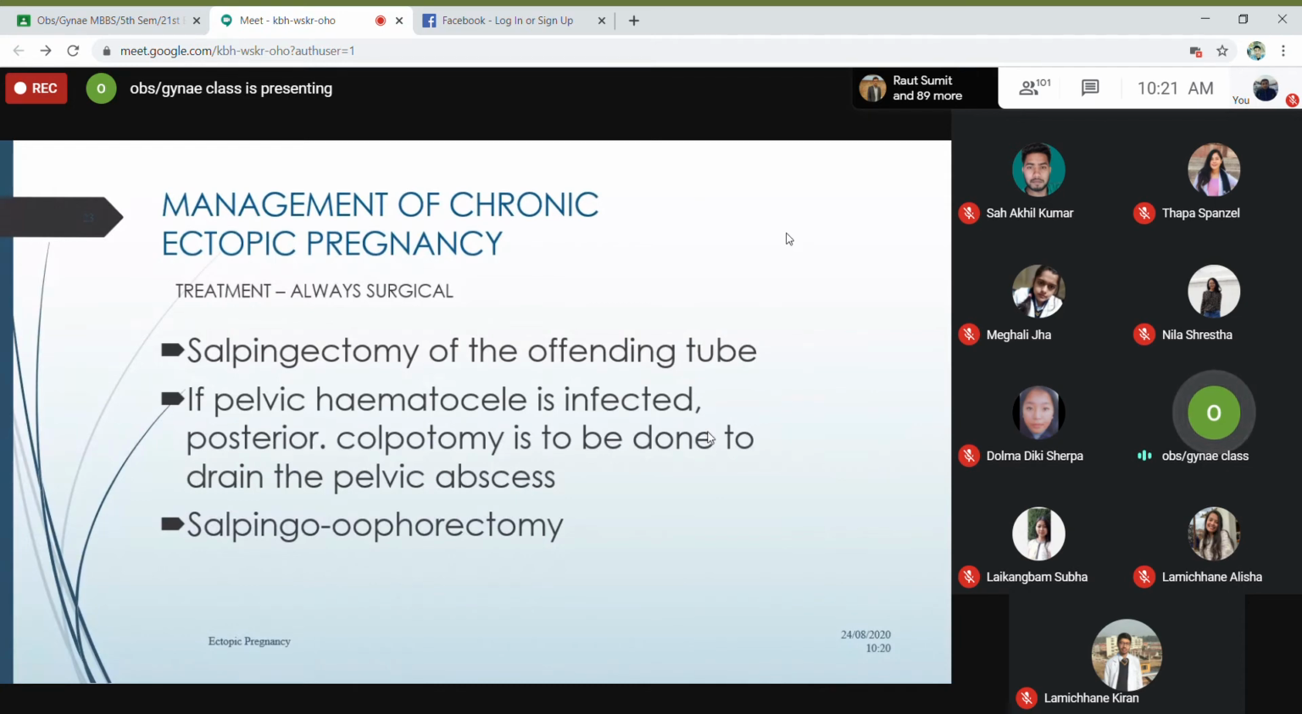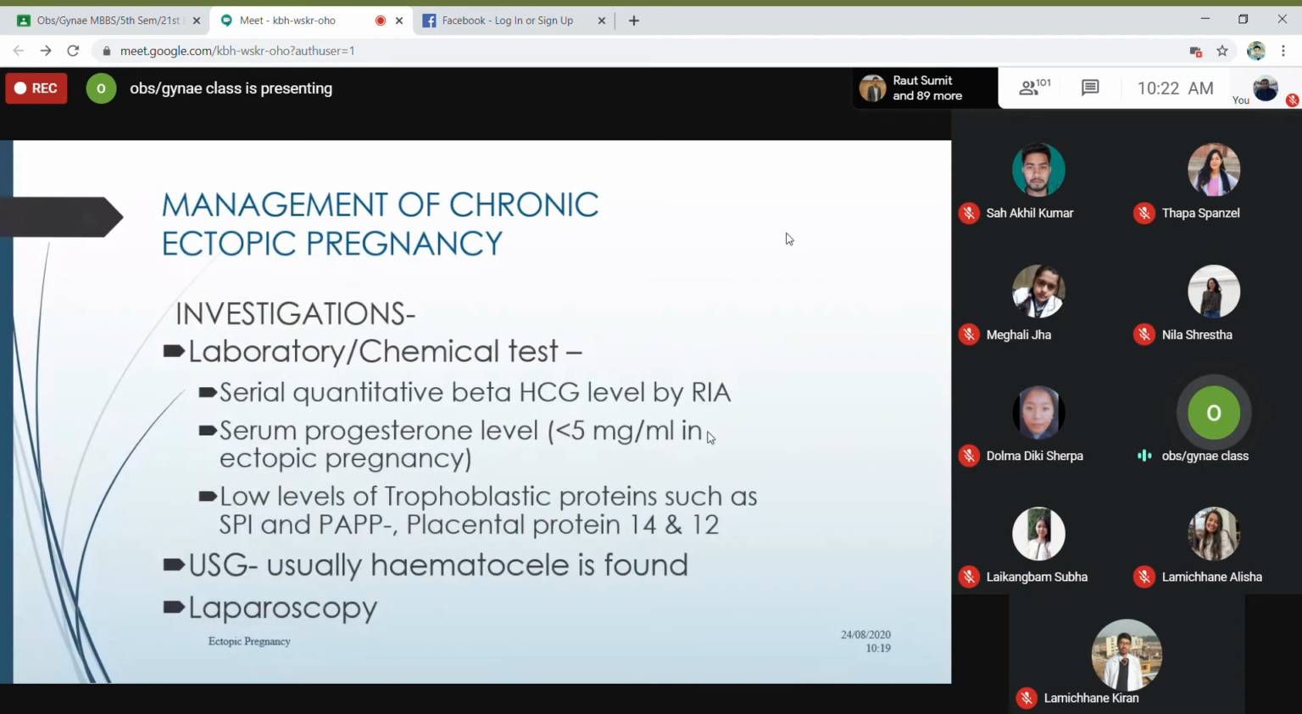So even here, we've come to know you might put a scope inside, a laparoscope, and just see, oh yes, it is an ectopic. And then you do a surgery for her.